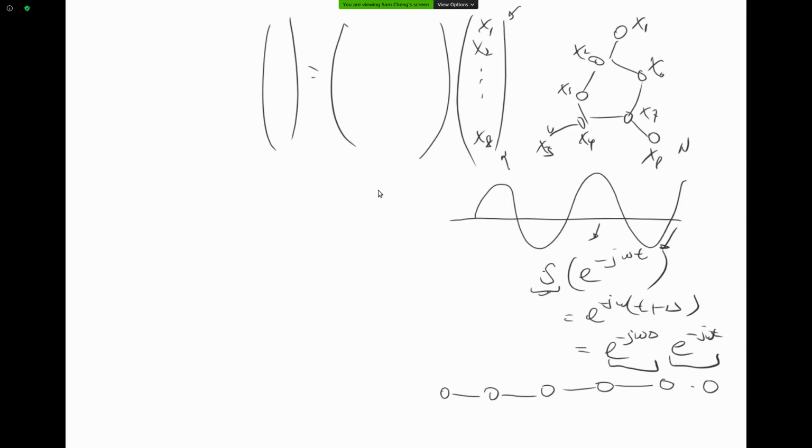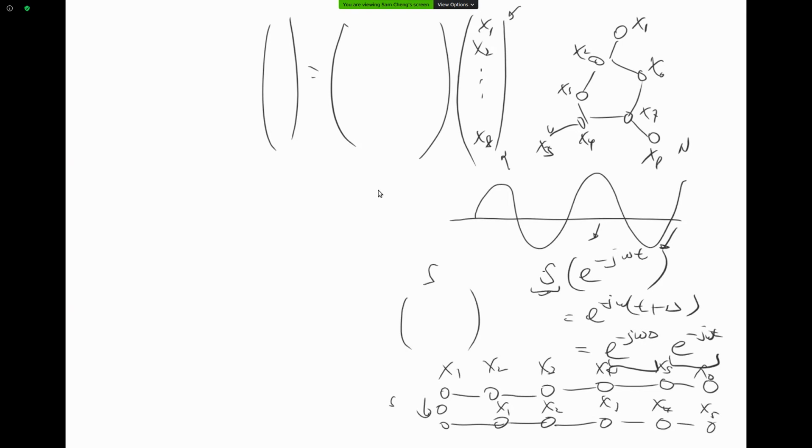Essentially, if I have a path graph and a shift operation, I have the original signal x1, x2, x3, x4, x5, x6, and I shift it. After I shift this, it becomes 0, x1, x2, x3, x4, x5. Then this shift operation can be represented as a matrix S multiplied by this signal, x1 up to x6.